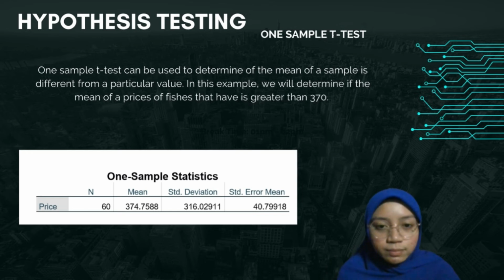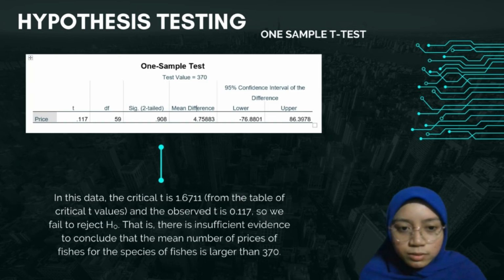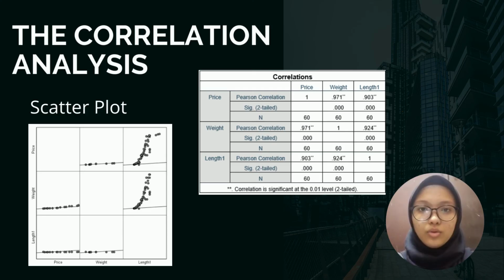The standard error of the mean is 40.7991. So, we fail to reject H0. That is, there is insufficient evidence to conclude that the mean price of fishes for the species is larger than 370. Now I will describe the correlation analysis that our group has done.